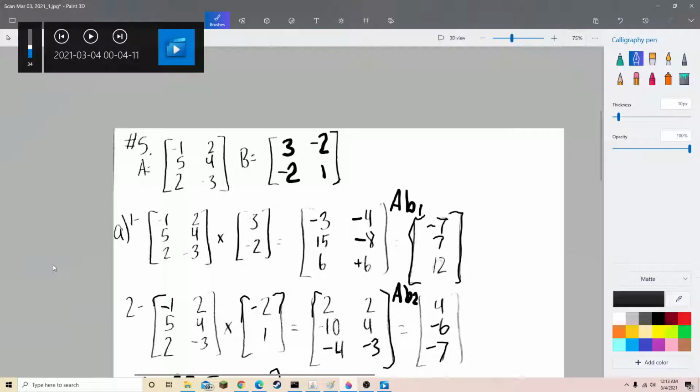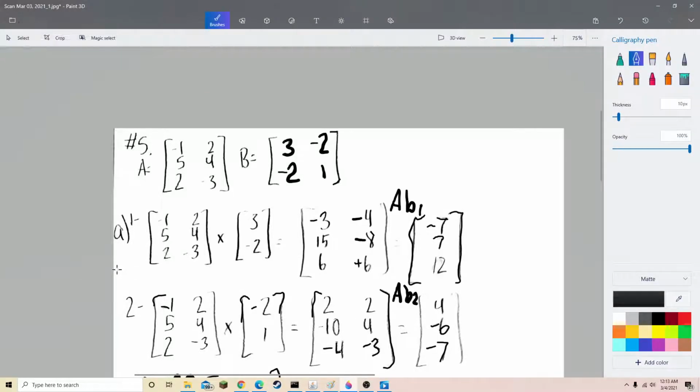I was assigned question number 5 on section 2.1. On question 5 we were given two matrices, matrix A and matrix B, and it wanted us to compute the product AB in two different ways. In part A, by the definition, where AB1 and AB2 are computed separately.